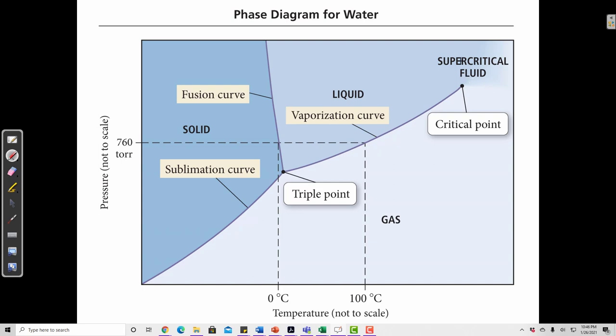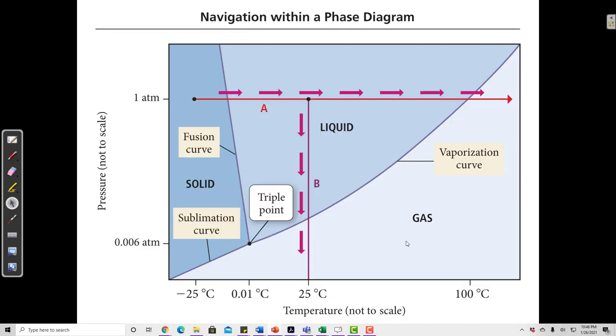So we can look at some different phase diagrams. Oh, I forgot to mention the triple point. Here, the triple point is where all three states exist at the same time. So the triple point for water is at 0.01 degrees C and 0.006 atmospheres, so very low pressure and almost 0 degrees Celsius. At that point, solid, liquid, and gas all exist at the same time, and we call that the triple point.